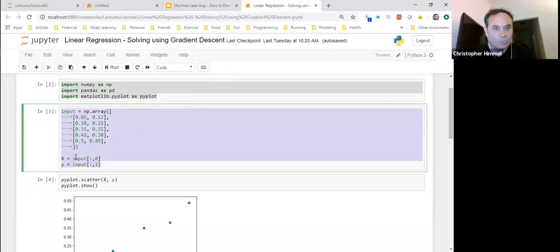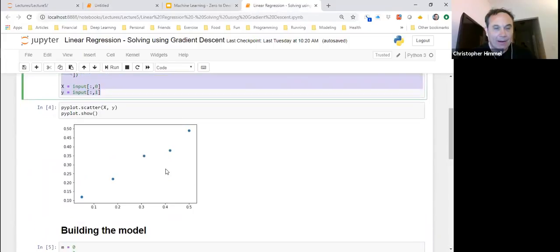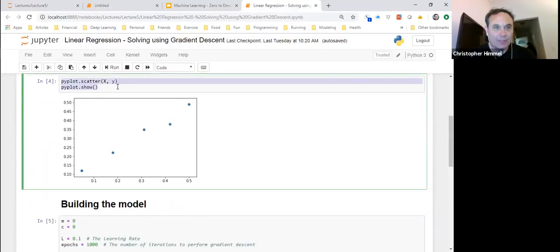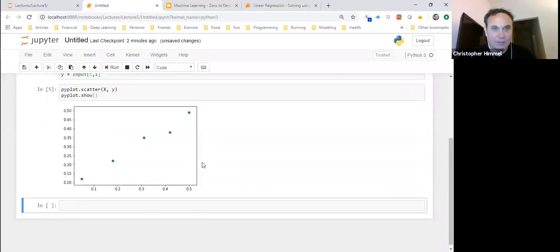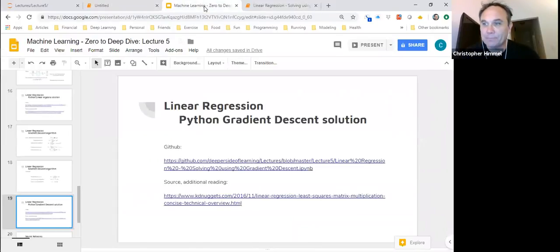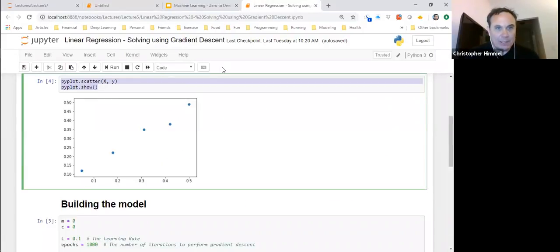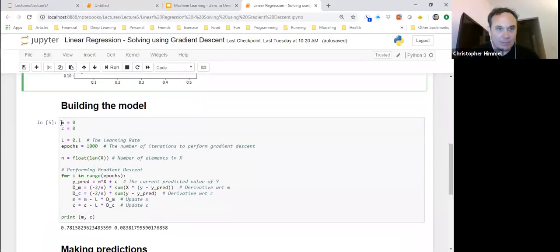Now I'm going to do a scatter plot of the data before I draw the line through it. I should have done this in the other one. This should all be synchronized between the two, but I didn't have time to do all that. Okay, so the next thing is to build the model.